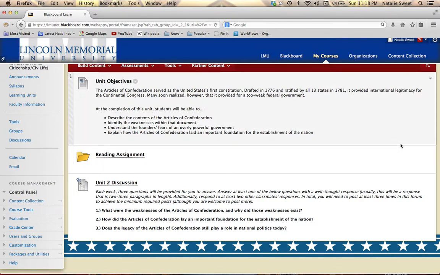What were the weaknesses of the Articles of Confederation? And why did those weaknesses exist? They are there for a reason. Point 2. How did the Articles of Confederation lay an important foundation for the establishment of the nation? And point 3. Does the legacy of the Articles of Confederation still play a role in national politics today? Now, this final question may require you to think outside the box and also think about some current political topics.